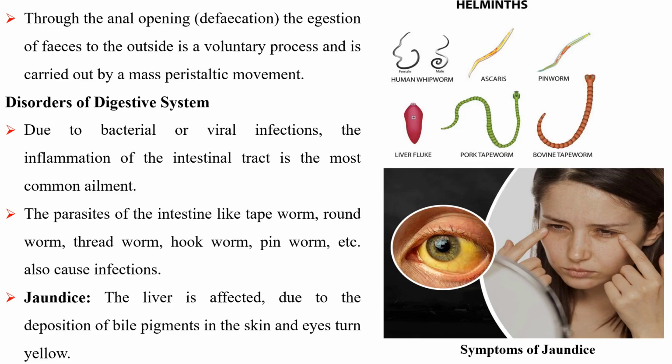Due to bacterial or viral infections, the inflammation of the intestinal tract is the most common ailment. The parasites of the intestine like tapeworm, roundworm, threadworm, hookworm, pinworm, etc. also cause infections. Jaundice. The liver is affected, and due to the deposition of bile pigments, the skin and eyes turn yellow.